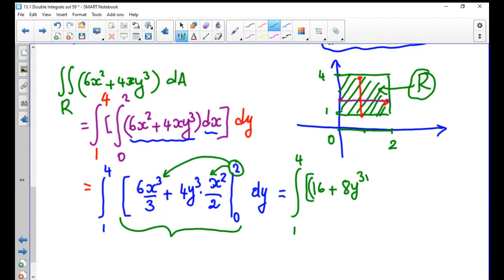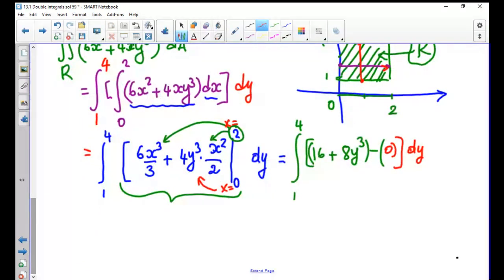8y cubed minus, so let me put this is x equals 2, x equals 0. If you substitute x here with 0, you will see that you will get 0. So all of this is 0, and then dy like this. After that, it's a really simple thing. Now I need to integrate with respect to y. Okay? With respect to y.